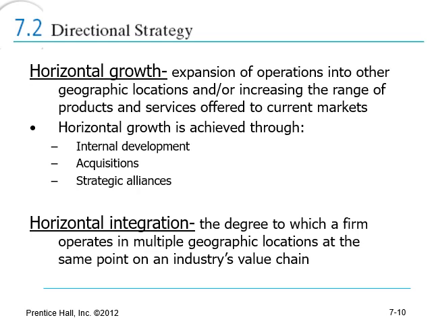Expansion of operations. Horizontal growth is achieved through internal development, acquisition, or strategic alliances, because they make some sort of integration. The keyword is operations. Horizontal integration is the degree to which a firm operates in multiple geographic locations at the same point on an industry value chain. In manufacturing, they have the same manufacturing process, the same manufacturing operations, so whenever they make some sort of integration.